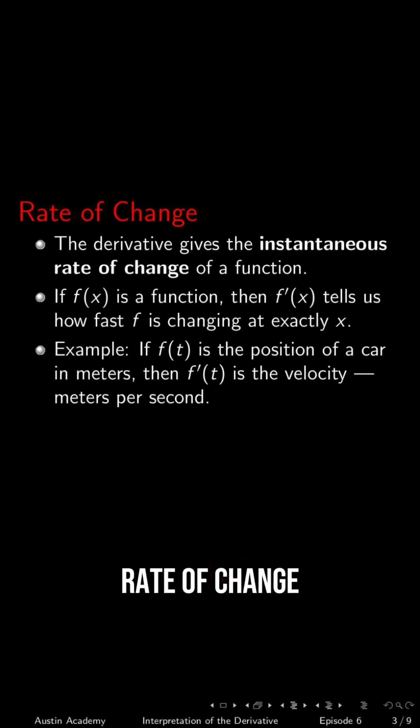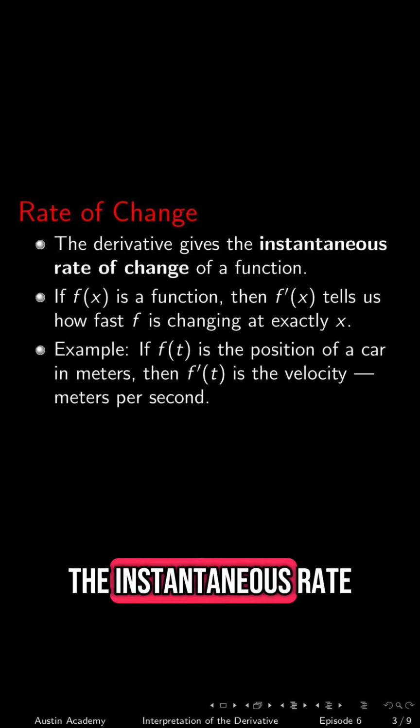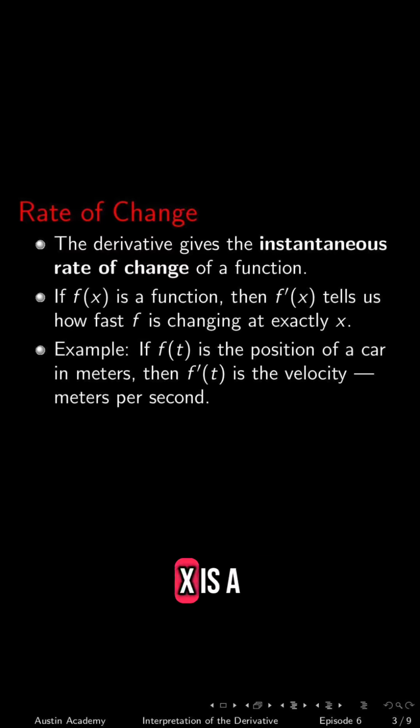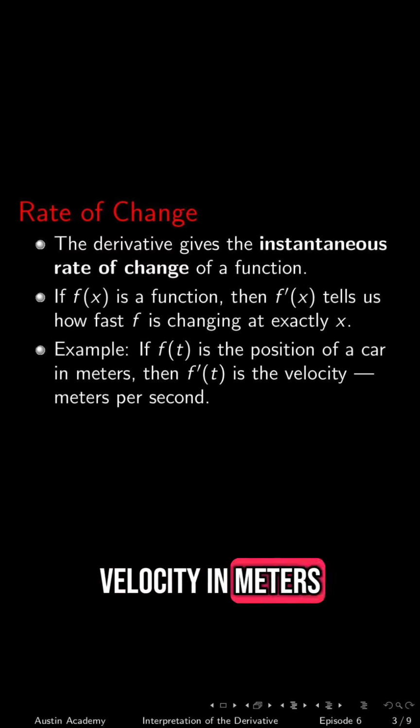Rate of change. The derivative tells us how fast a function is changing at a specific point. We call this the instantaneous rate of change. If f(x) is a function, then f'(x) tells us the rate of change at x. For example, if f(t) is position in meters, then f'(t) is velocity in meters per second.